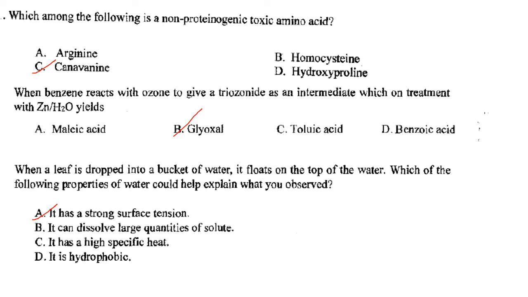Then when a leaf is dropped into a bucket of water, it floats on top of the water. Which of the following properties of water could explain what you observe? So it has strong surface tension. Answer is option A.